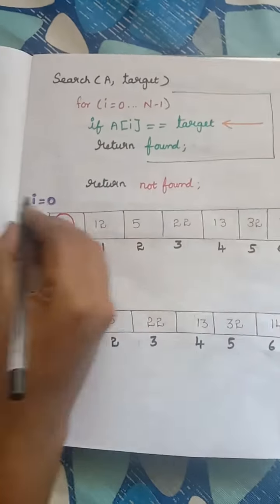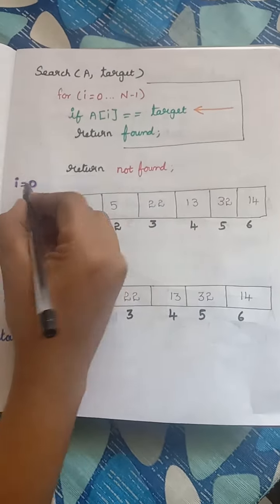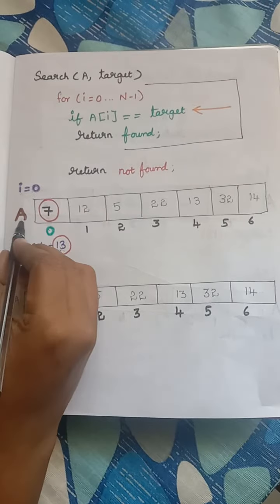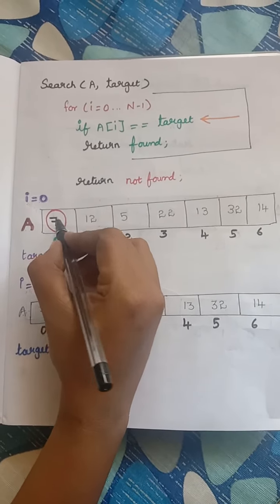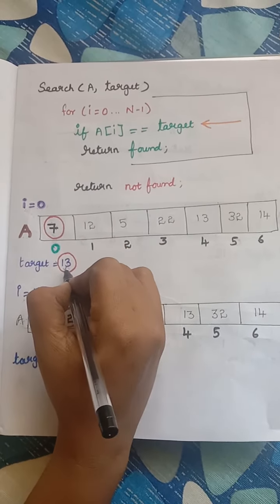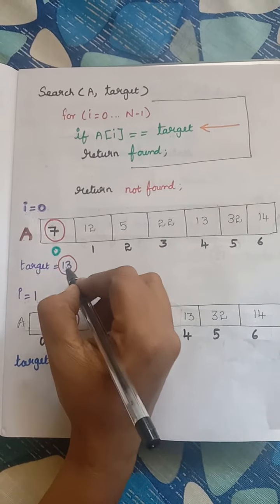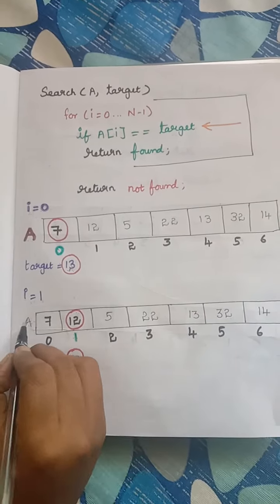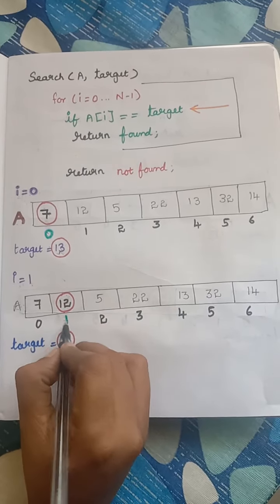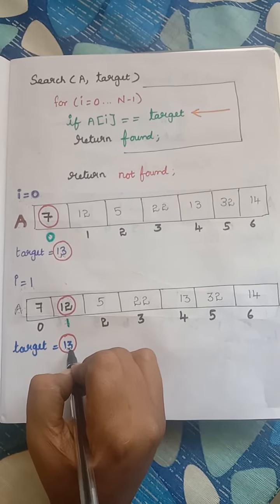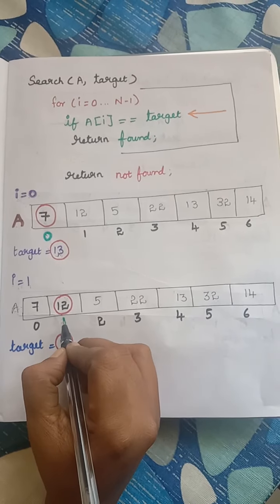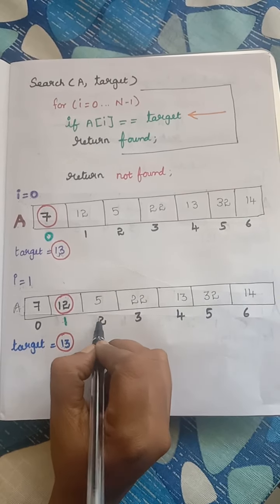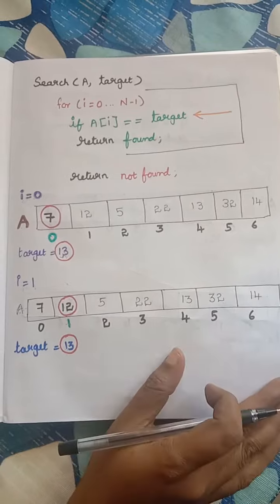Initially I am initializing I is equal to 0. I am going to check a of 0, which is 7, which gets compared with 13, the search key. It doesn't match, so I am incrementing the I value by 1, which moves on to the next location. A of 1 has 12, which gets compared with 13, which doesn't match, so I am incrementing the I value to 2, which checks the next element in the array.